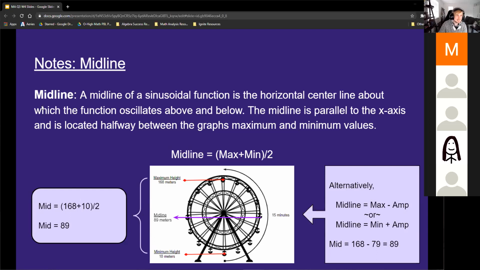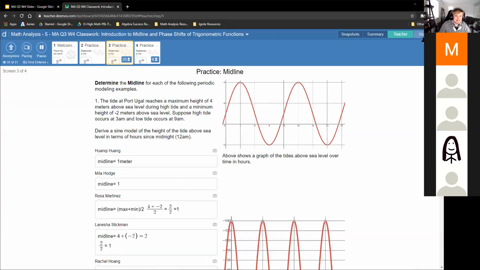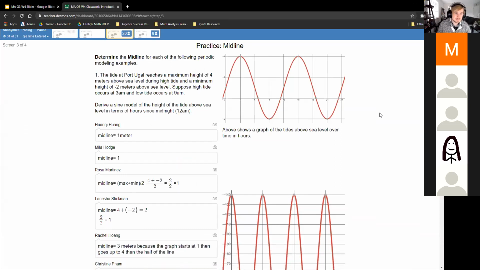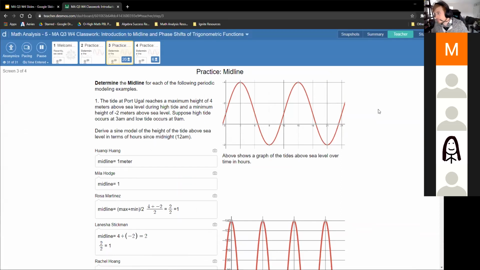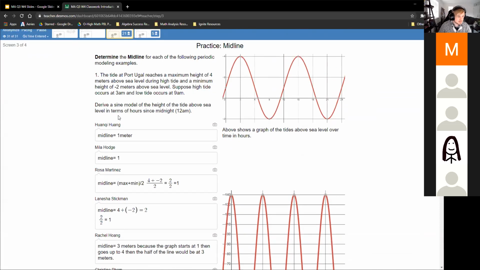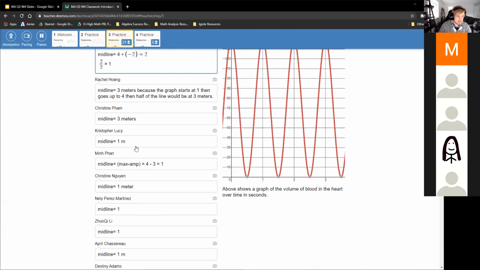Alrighty, let's go ahead and debrief this, y'all. So guys, please go ahead and just pause what you're working on. Refocus on the Zoom that I'm sharing my screen with. Y'all should see your classmates' answers. You can see a lot of people got 1 for the midline.